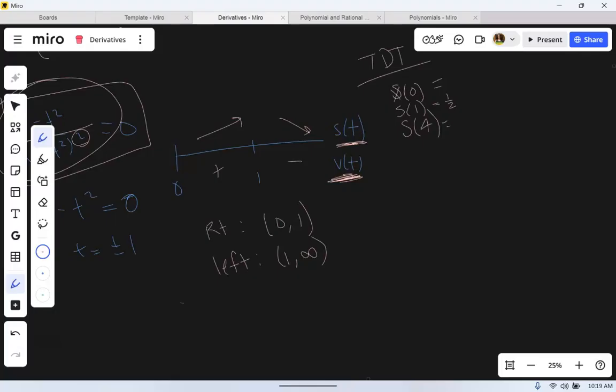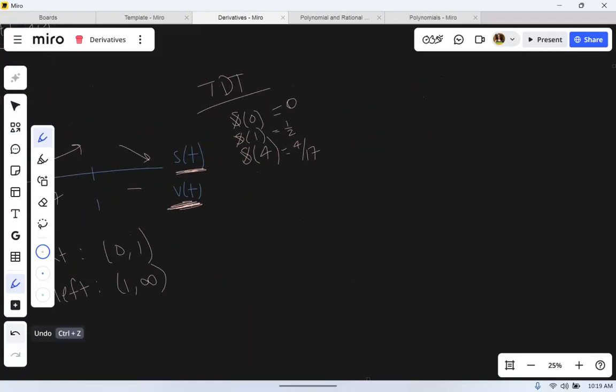Oh, it is X. Sorry. Okay, it's 0. And what's S of 4? What are we plugging this into? Yes, it is. The original equation. The original equation.